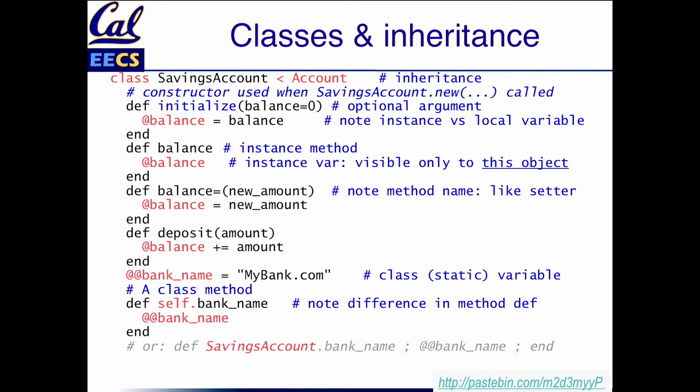An alternative to saying self.bankname is we could also put the name of the class.bankname. Why is that? Because inside of a class definition, the value of self is exactly the new class that you're in the process of creating. And that's the end of our class definition.